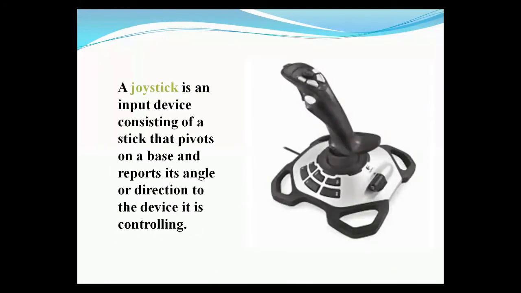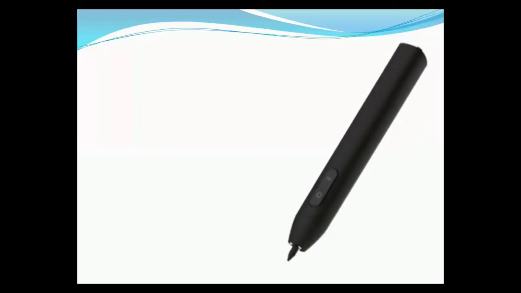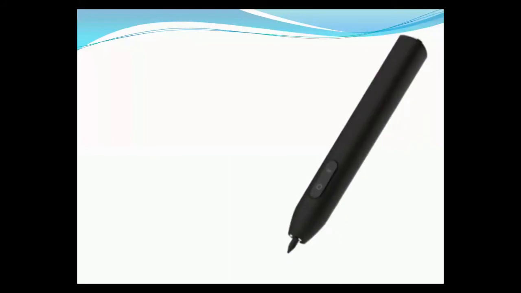And this one is a joystick. A joystick is also an input device. It consists of a stick that pivots on a base and reports its angle. The stick makes an angle, or a direction, to the device it controls. This is mostly used for gaming, but it is also called an input device. In today's teaching, we just discuss what input devices and output devices are. So, keyboard, mouse, joystick, and trackball are all input devices, and this is also an input device.